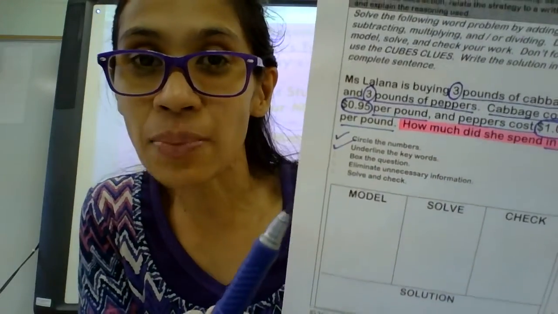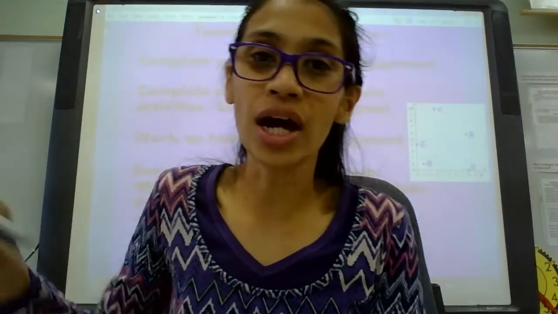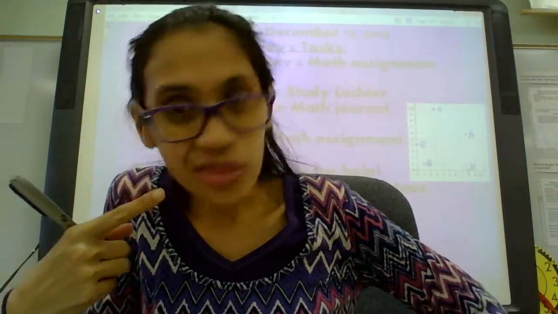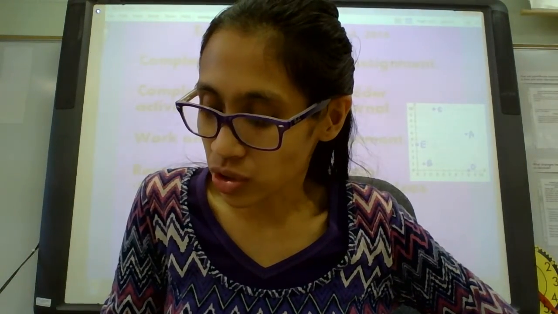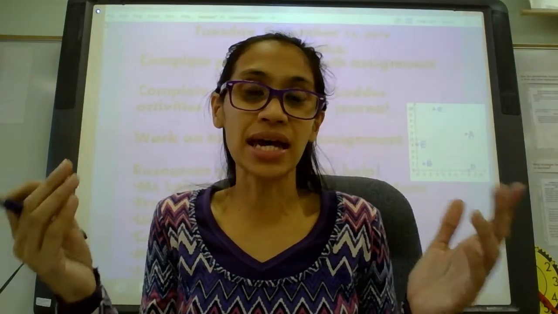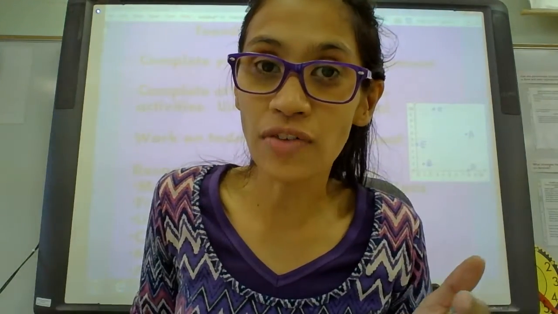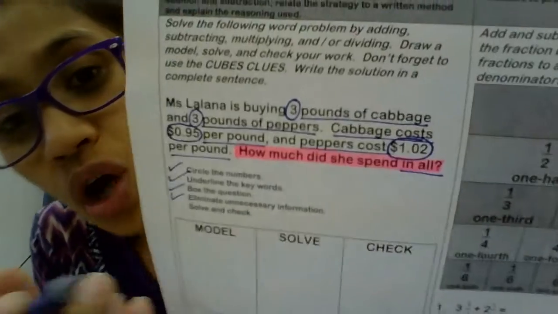And then the E step is to do what? Eliminate unnecessary information. Is there anything? Think about it. Nope. We need all the information. We're done with that step. And the last step is the S step, to do what? Solve and check. Do you see that? How do we solve it?